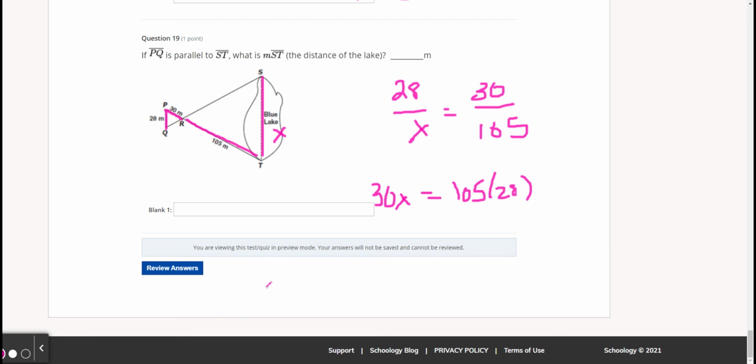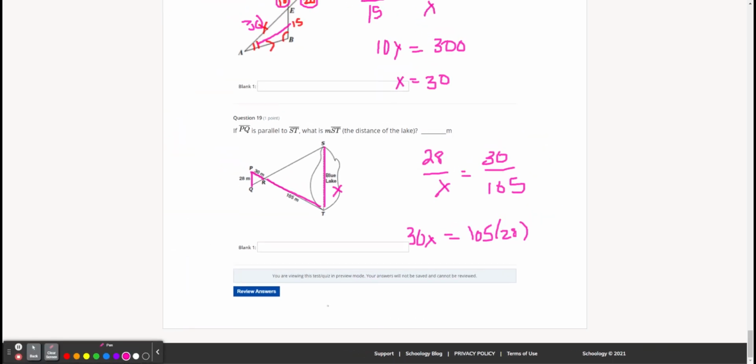Are there any other questions on this one? I know that was fast. I'm happy to answer any questions. That makes sense. Yeah, it's going to be smaller than 105. So 105 times 28 divided by 30. Yeah, 98. Yep.